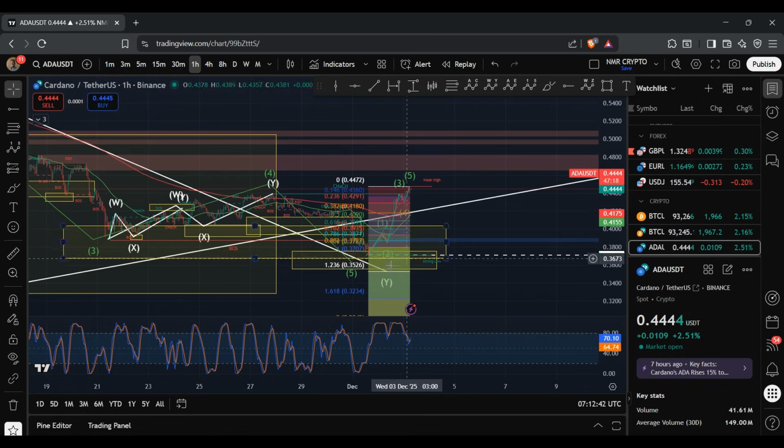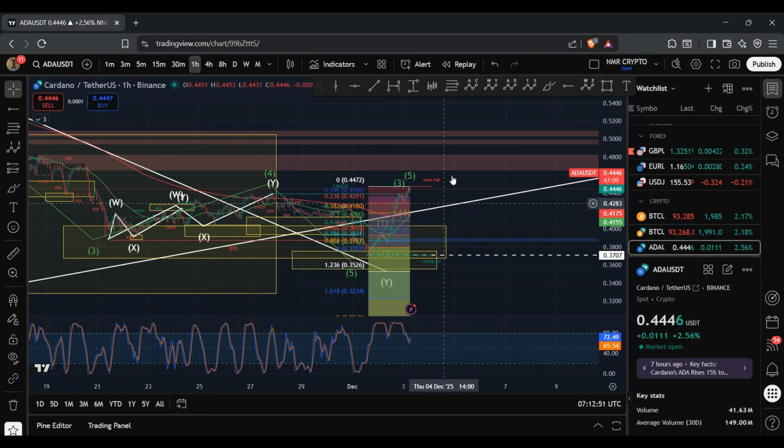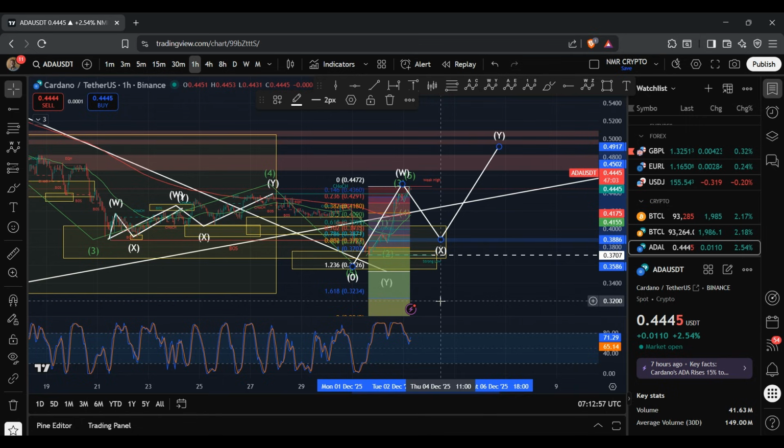And it will be a case of whether or not this 5-wave structure would form the wave 1. And we could see the wave 2 play out, followed by wave 3, 4, and 5. Or this 5-wave structure could form the wave W, and we can see the X wave play out, followed by a Y wave.